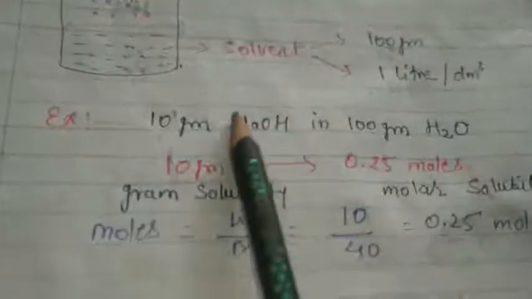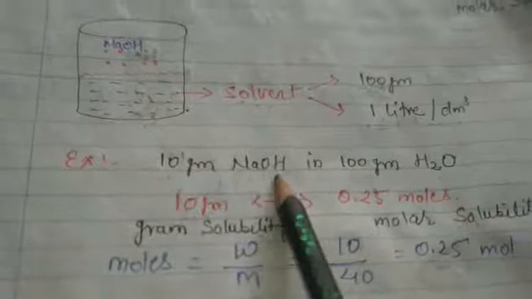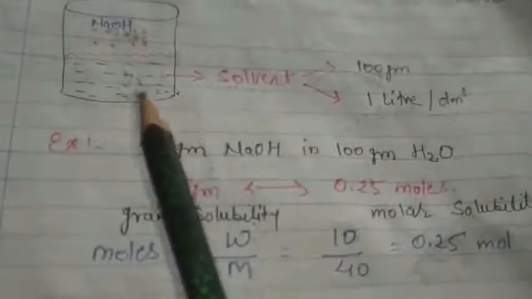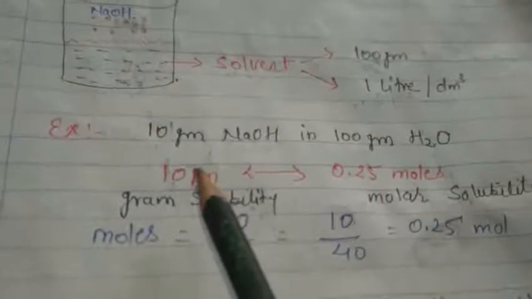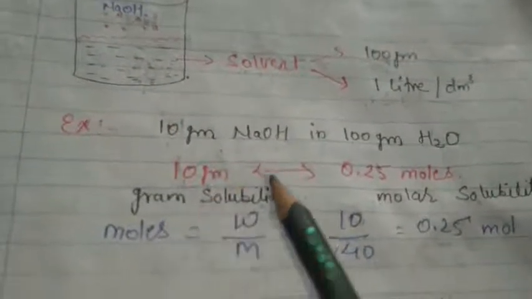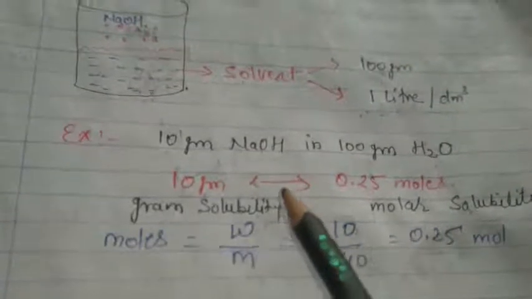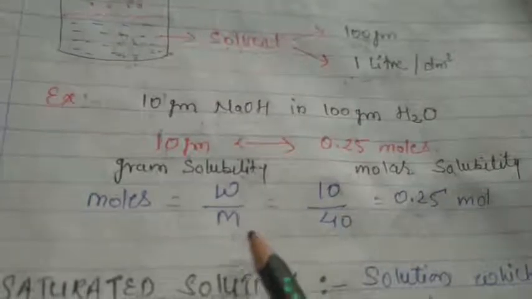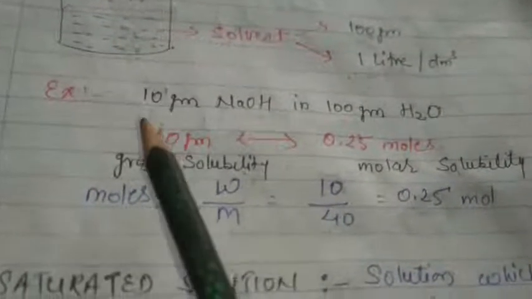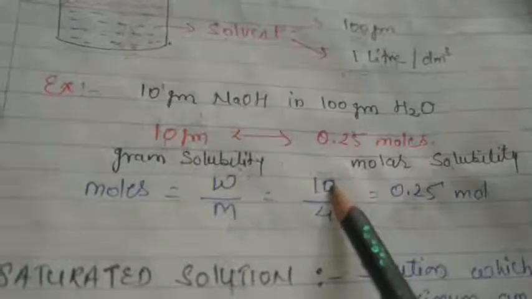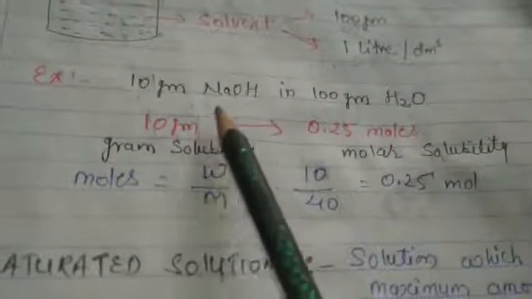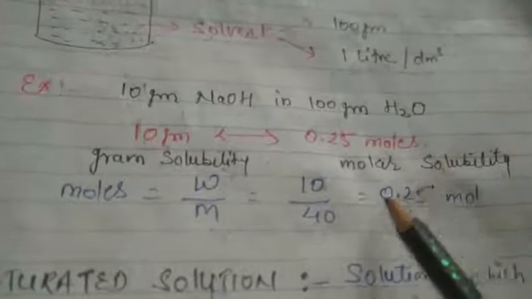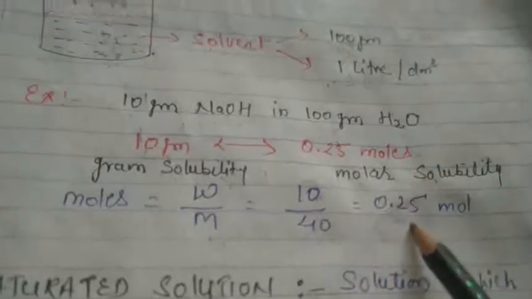For example, if 10 gram NaOH completely dissolves in 100 gram of water and makes a saturated solution, so this 10 gram NaOH is its gram solubility. Now we know moles is equal to weight of the substance upon its molecular mass. Here weight of the substance is 10 gram and the molar mass of NaOH is 40. So 10 by 40 means 0.25 moles. So molar solubility is 0.25 moles.